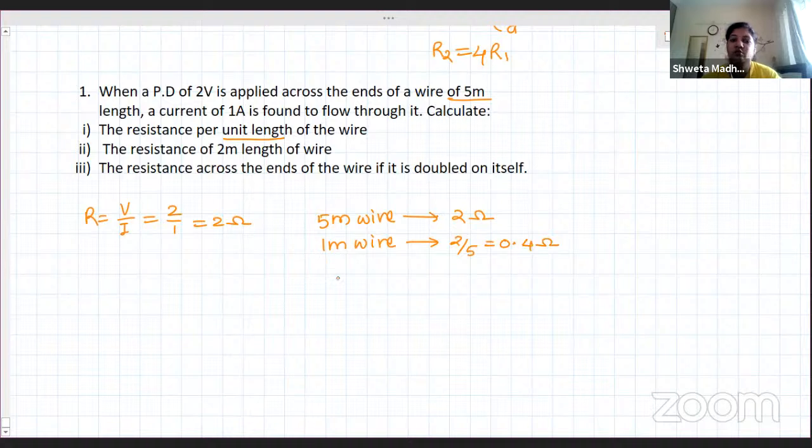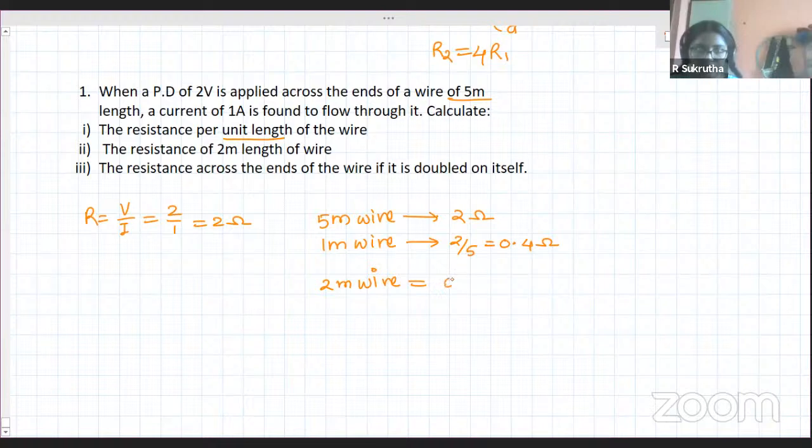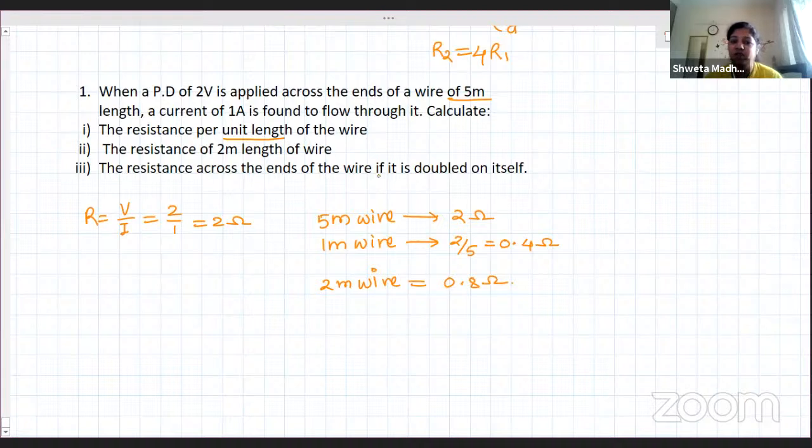The resistance of 2 meter wire: 1 meter is 0.4, so 2 meter wire will have 0.8 ohm. And now the same wire, the resistance across the ends of the wire if it is doubled on itself. So the original wire with length 5 meter and 2 ohm is doubled on itself, find the new resistance.